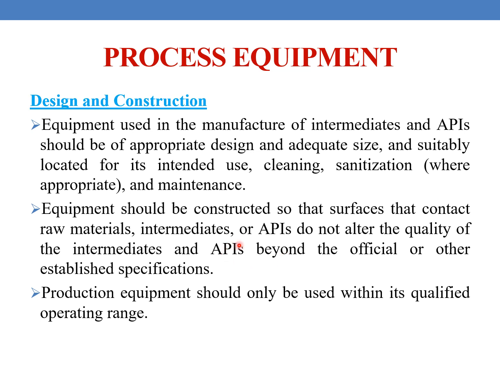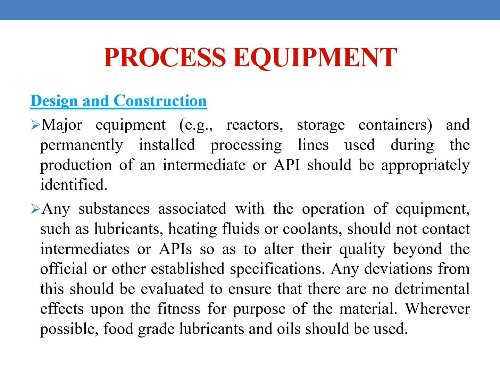The materials which come in contact should not alter the quality of the APIs or intermediates beyond the official and other established specifications. Production equipment should only be used within its qualified operating range. Major equipment, for example, reactors, storage containers, and permanently installed processing lines used during the production of an intermediate or API should be appropriately identified.